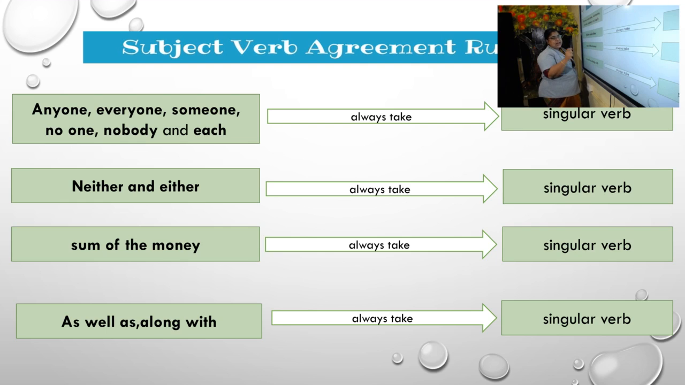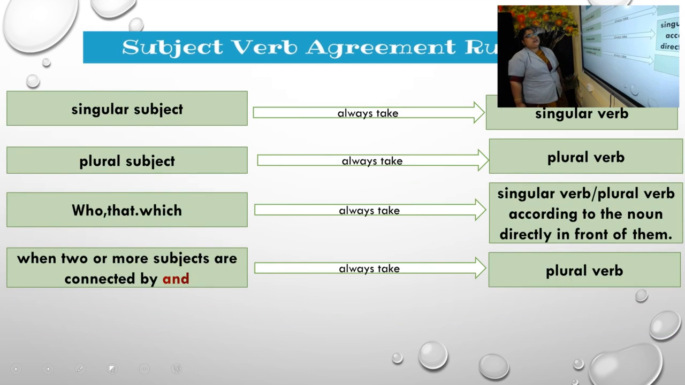Neither and either will always take a singular verb. A sum of money: whenever you are talking about an amount of money, the cash, it will always take a singular verb. As well as and along with also take the singular verb. Learn these words by heart. In appearance we may feel they are plural, but they are used as singular, so they will always follow a singular verb.